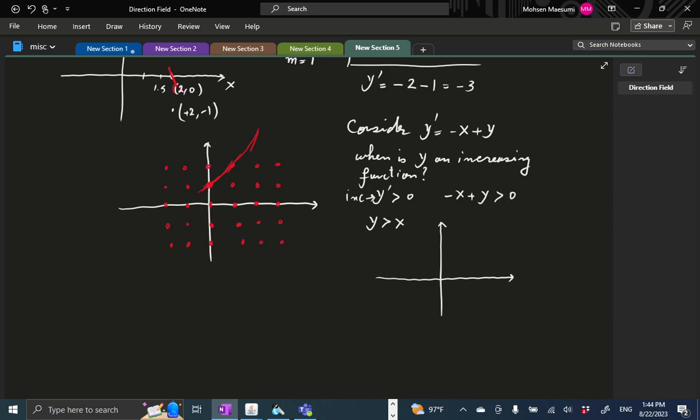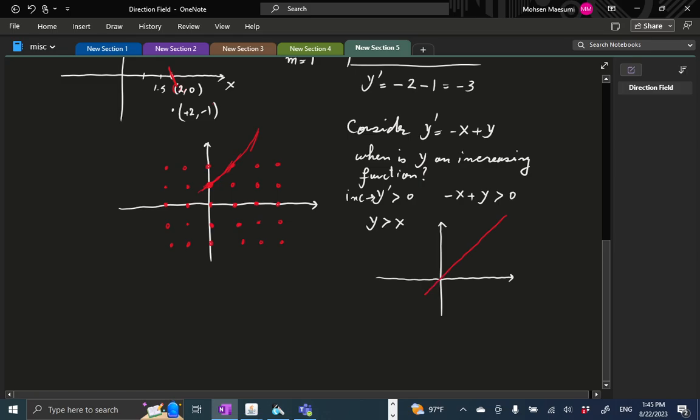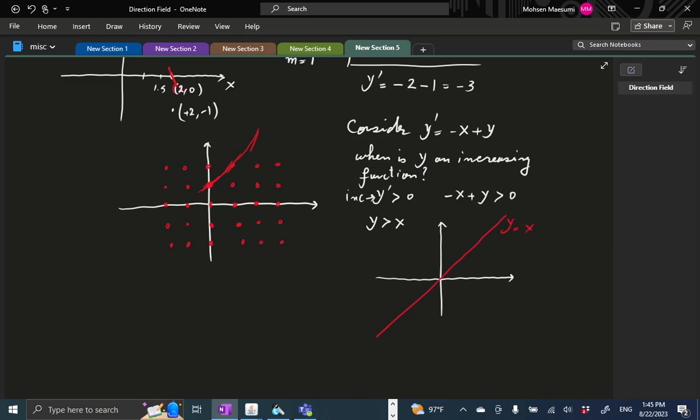Break even will be when y is equal to x. So y equal to x is of course our famous 45-degree line. Here's my y is equal to x. Up here is when y is larger than x, and down here is where y is less than x.